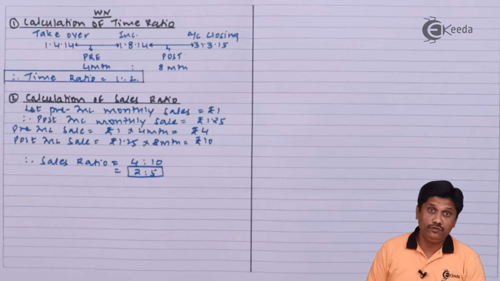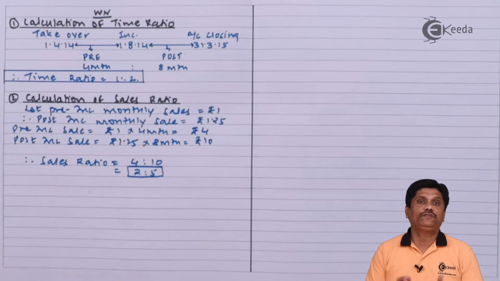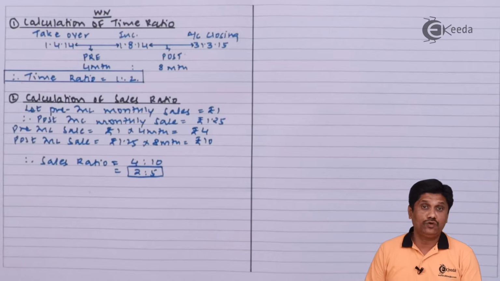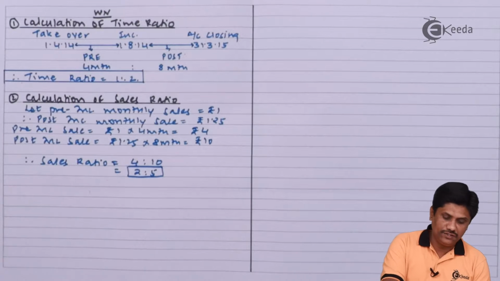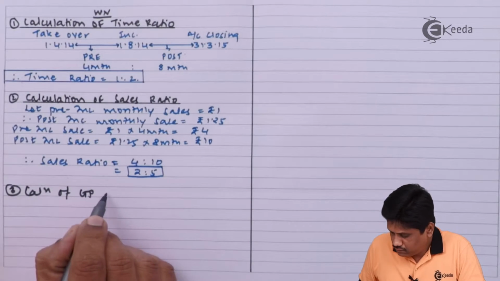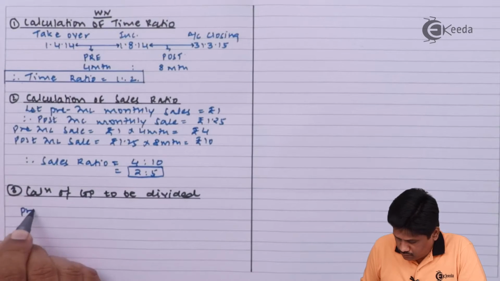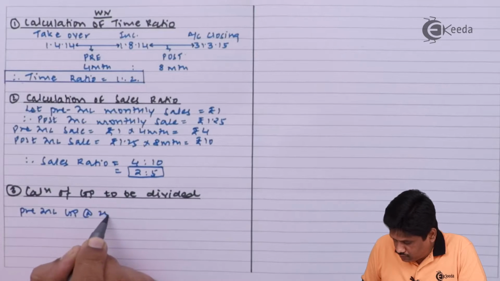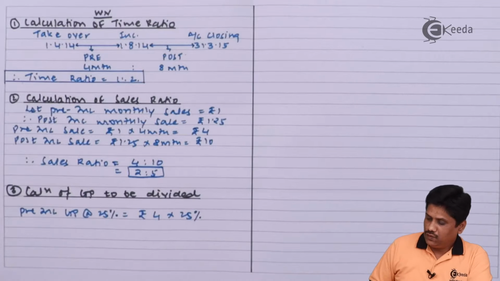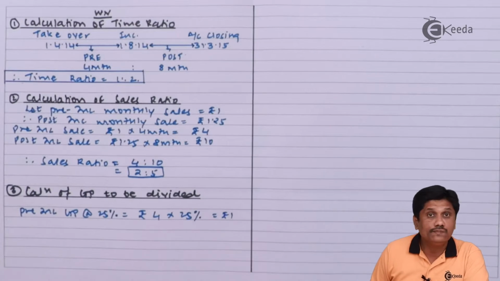So I will use a special ratio now. Otherwise I could use the sales ratio, but the GP margin is different in two different periods. So accordingly I will work out. So I am calculating a special ratio for division of GP: 4 multiplied by 25%, that is rupees 1.